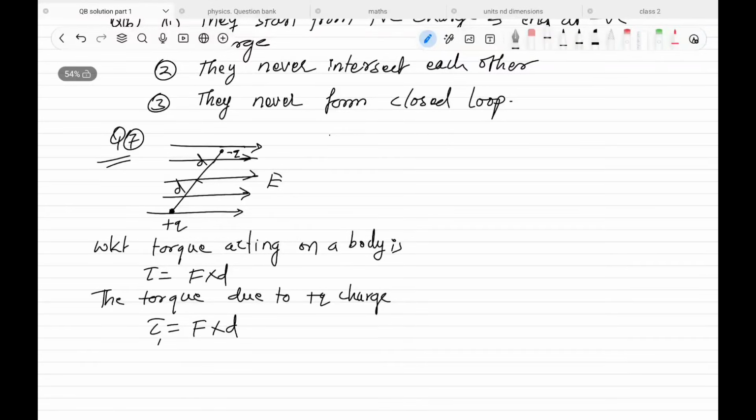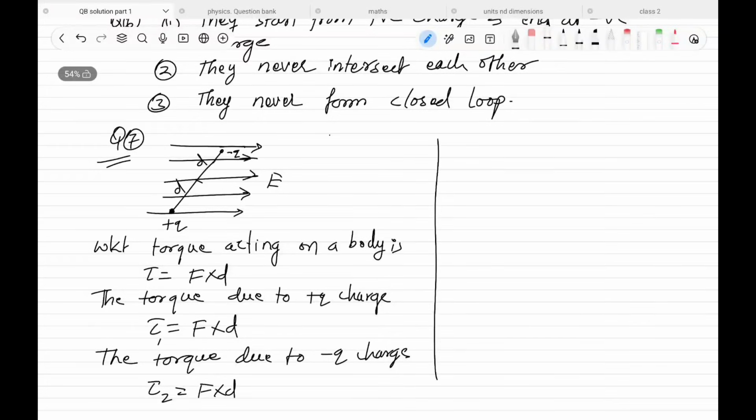Tau 1. The torque due to the minus q charge is tau 2, equal to F cross d. Now the total torque: tau is equal to tau 1 plus tau 2, which equals F cross d plus F cross d.